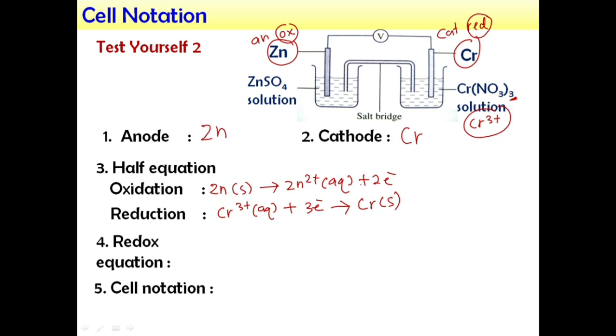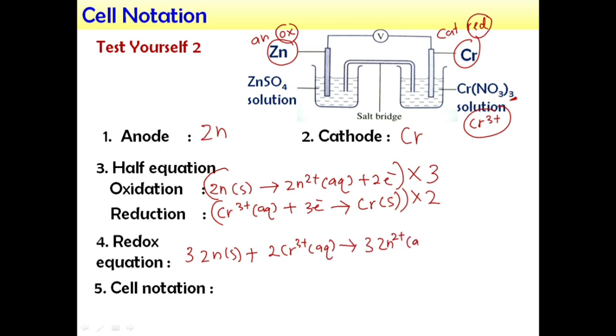So, ini elektron dia tak sama. Jadi, kita kena samakan dulu baru boleh cancel. So, this half cell will times 3 and this will times 2. Okay? Jadi, awak akan dapat 6 elektron baru boleh cancel. So, for the overall redox equation, zinc akan jadi 3 Zn solid tambah 2 Cr3+ aqueous ion. And then it will produce 3 Zn2+ ion aqueous plus 2 chromium solid. Okay. So, untuk redox equation dengan half cell, please remember to include the phase.